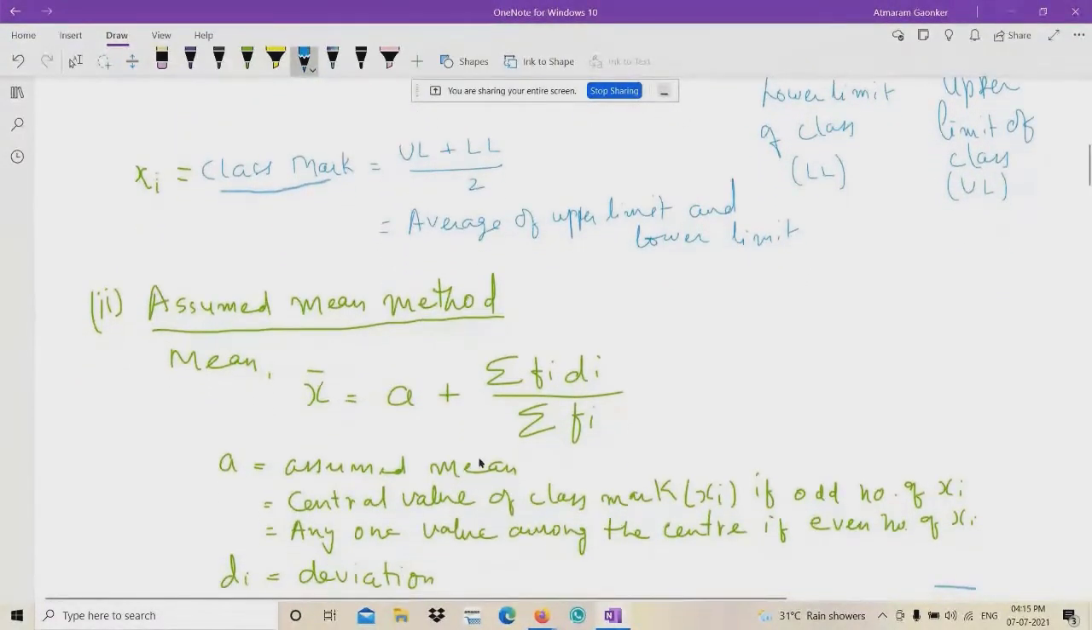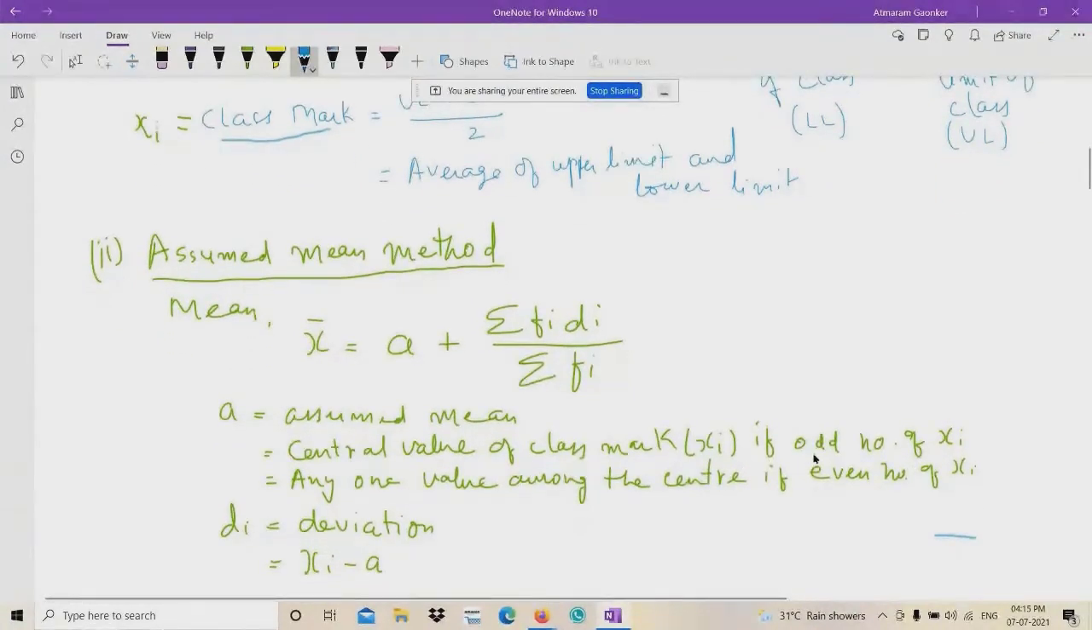Now a is nothing but the assumed mean. It is the central value of the class marks if the number of observations is odd. If the number of observations is odd, then it is the central value of the observations, and if it is even, then it is any one value among the central ones.